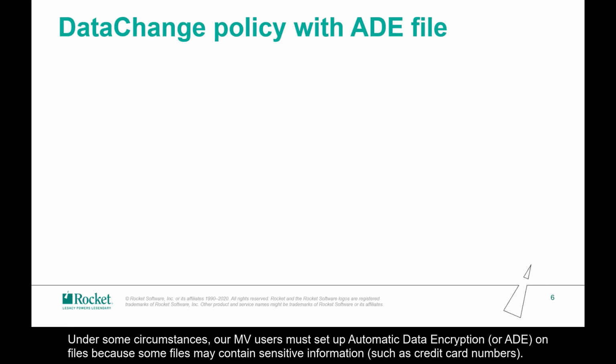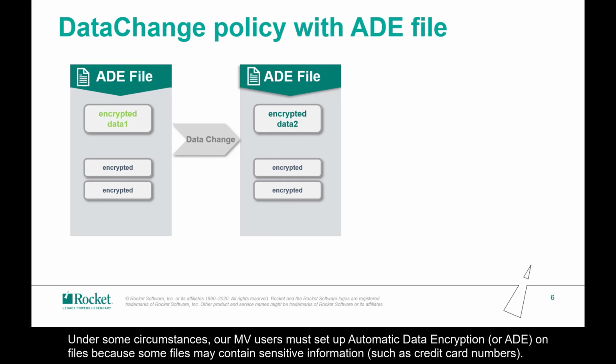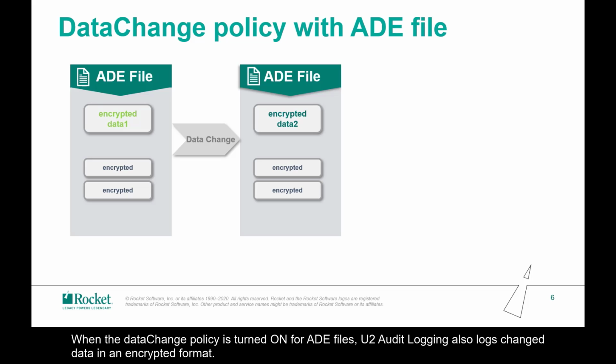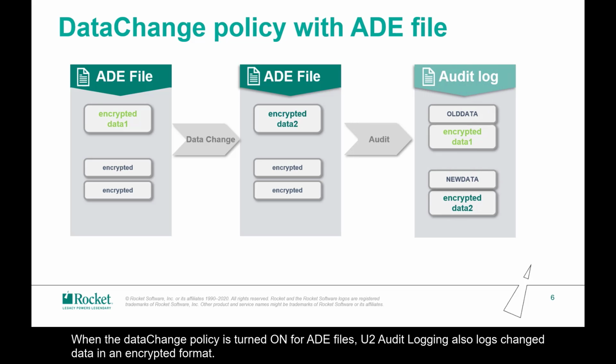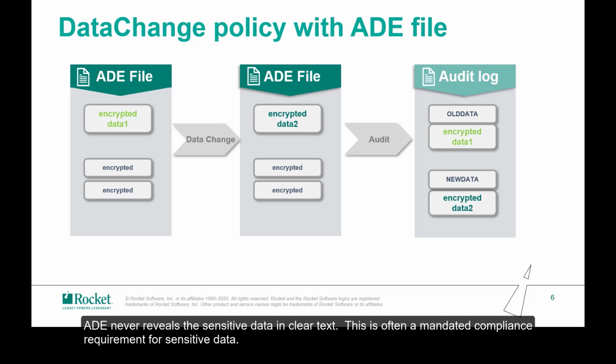Under some circumstances, our MV users must set up automatic data encryption on files, because some files may contain sensitive information, such as credit card numbers. When the data change policy is turned on for ADE files, U2 audit logging also logs change data in an encrypted format. ADE never reveals the sensitive data in clear text. This is often a mandated compliance requirement for sensitive data.